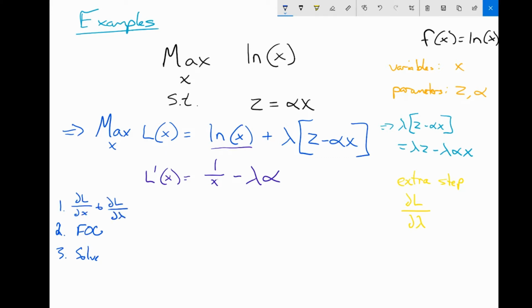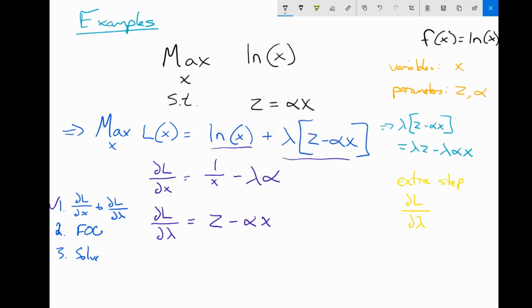All right. So we have the derivative of L with respect to x. Now let's find the derivative of L with respect to lambda. What's the derivative of this function with respect to lambda? If we look at the first term, there's no lambda, so the derivative of this term with respect to lambda is 0. Is there a lambda in this term? Yes. So what's the derivative of this term with respect to lambda? It's straightforward. It's just z minus alpha x. All right, that finishes step 1. Step 1, check.